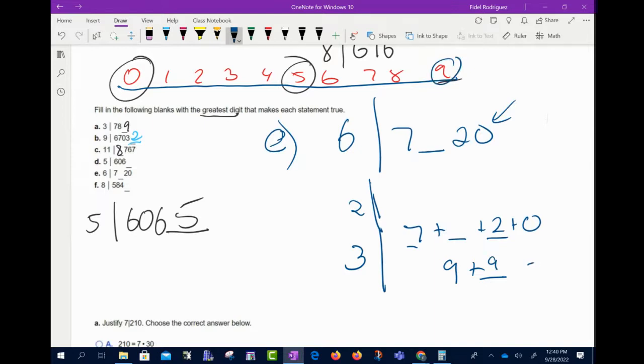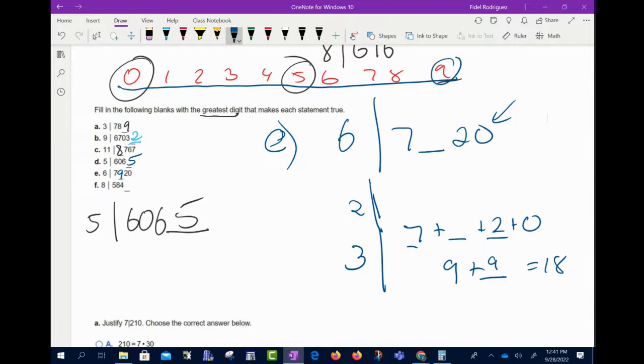Because if I put a 9 right here, 9 and 9 is going to give me 18. And yeah, I can divide that by 3. So right here, y'all, I'm going to put a 9. Okay. I'm sorry, I didn't put the 5 right here. And then finally, I have part F.